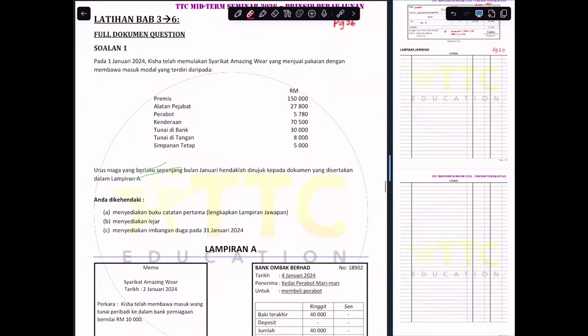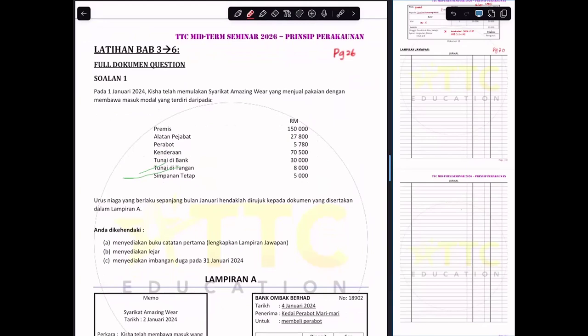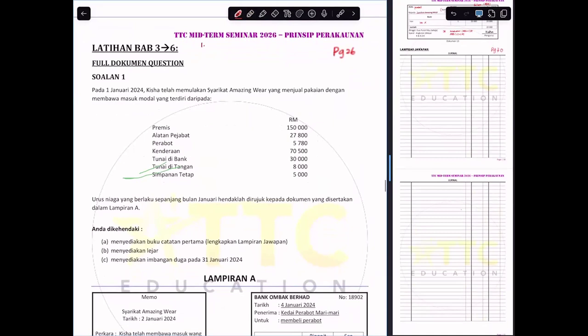Okay, like how we learn in class, whenever we have any question with documents, we will need to make clear 3 pieces of information first. The first one, you need to know your nama perniagaan first. You need to know the name of your business first. Because are you going to write your own name in your account? Does it make sense to write your own name in your account? Any point?